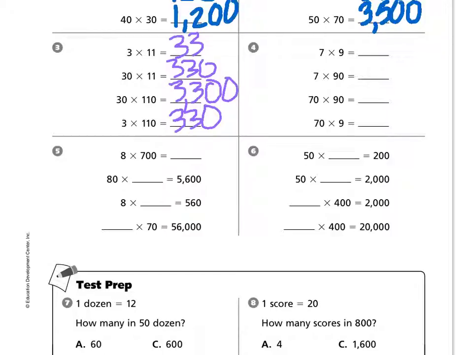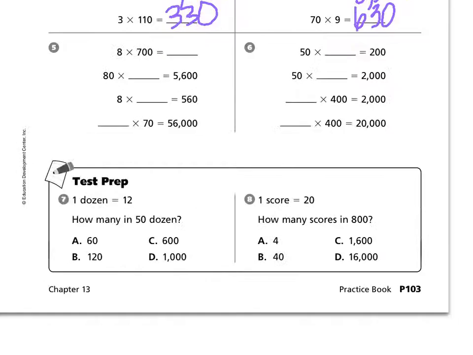Number 4, you have 7 times 9, which is going to be 63. Then you have 630. Then you have 63 with 2 zeros on the end, which is 6,300. Then you have 63 with 1 zero, which is 630.